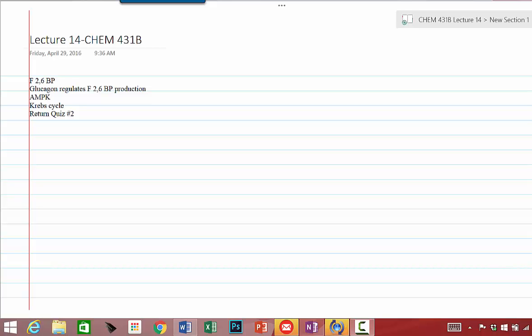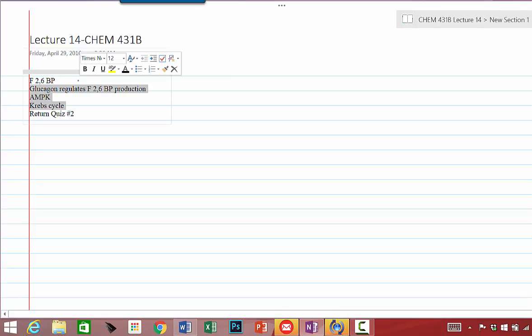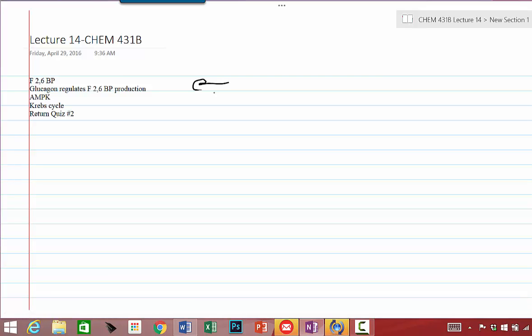So fructose 2,6-bisphosphate is a regulator of phosphofructokinase 1. I talked about that last time. And I wanted to mention a little bit about how it's synthesized. Your book actually does a pretty good job, although it's a little bit confusing, of showing how this relatively small molecule can get higher or lower inside the cell.